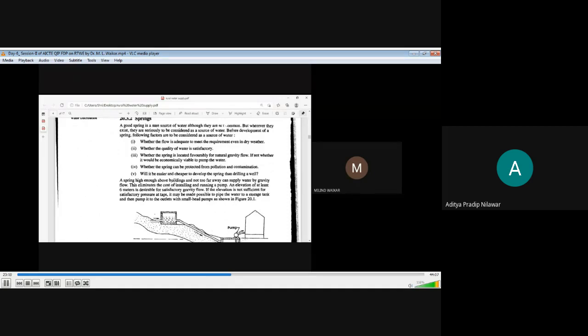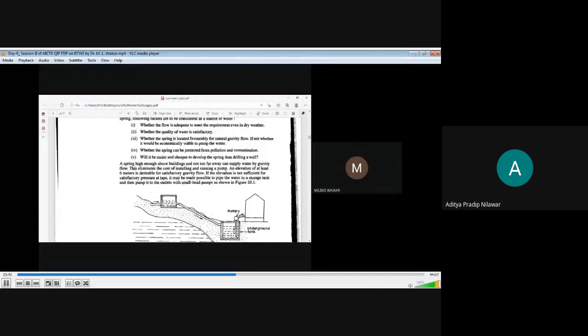And then, will it be easier and cheaper to develop the spring than drilling a well? So we have to explore this. If we need some developments around the spring locality, or the distance between the spring and the places where it will be supplying water is large, then we have to think of drilling a well in the locality. So we have to compare this. If we find that the spring is cheaper and reliable, we go for it.